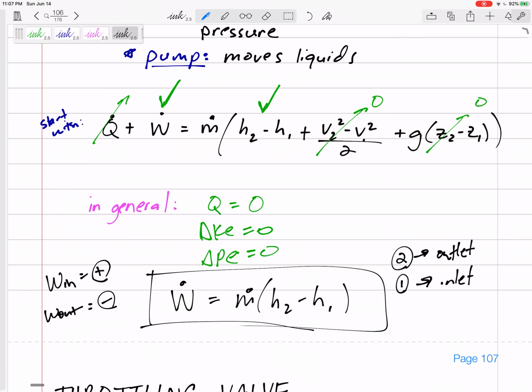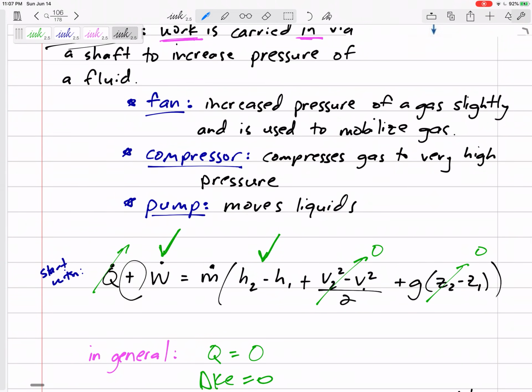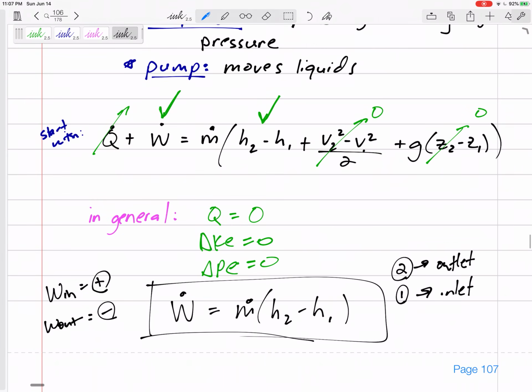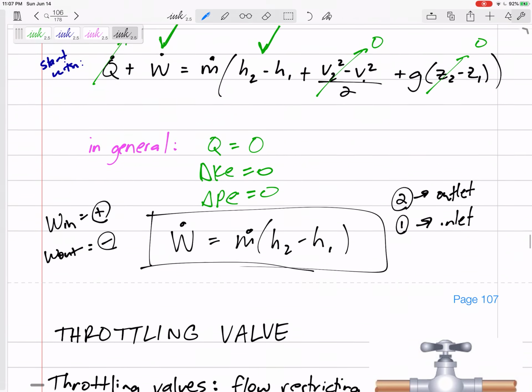All right. So remember, 2s are outlets, 1s are inlets, and work in is positive, work out is negative. That's why I've got Q plus W. The book might do it opposite. They'd say Q minus W, and they would put minus and plus, but you see how we would both work out to the same answer. I'm putting Q plus W, and I'm saying work in is positive, work out is negative.